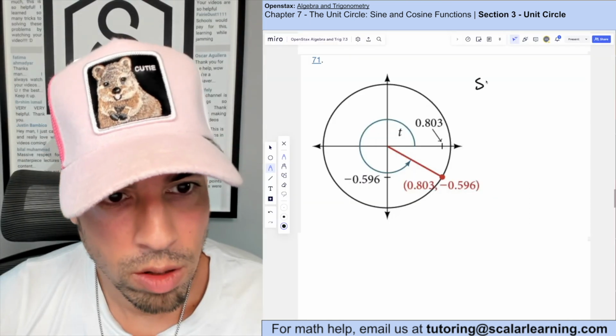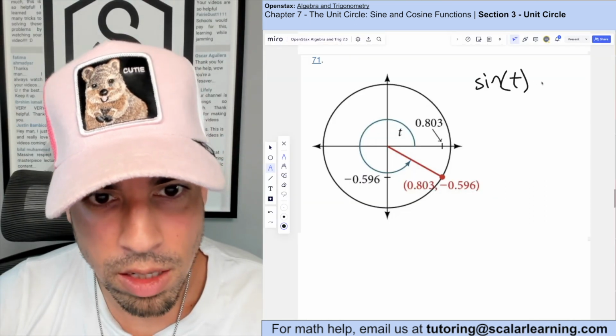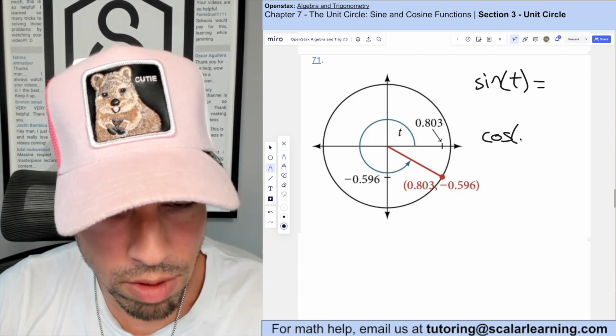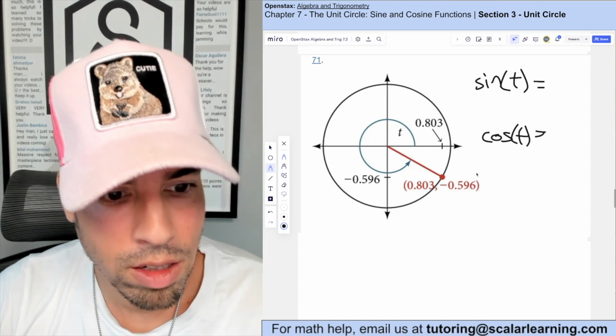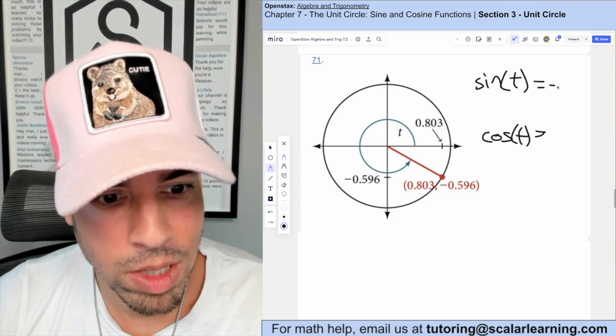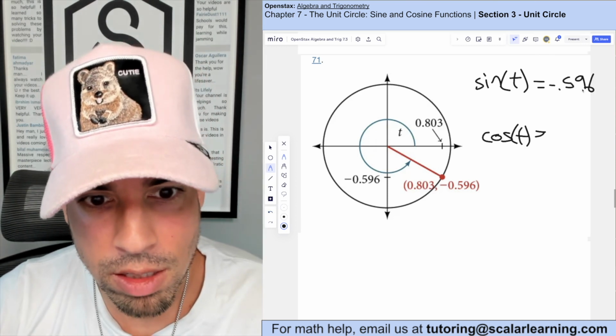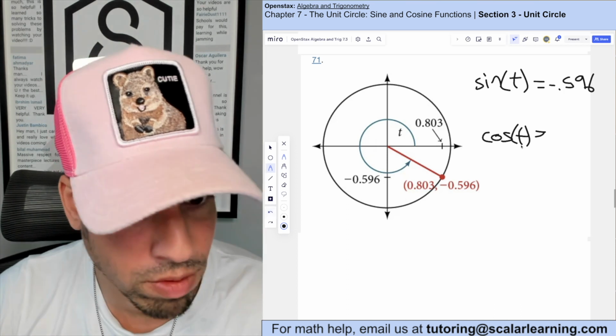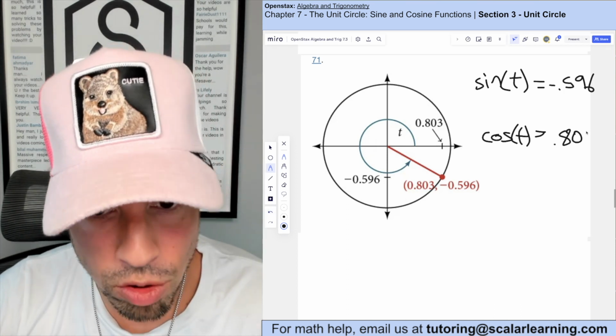So for this one, once again, we're taking sine of t in a unit circle as well as cosine of angle t. And sine is going to be the corresponding y value of the coordinate that it hits, which is going to be negative 0.596. Cosine is going to be the corresponding x value, which is 0.803.